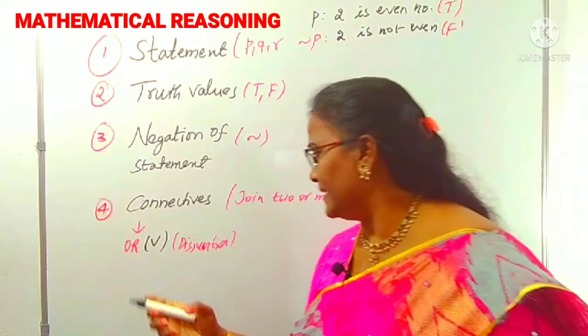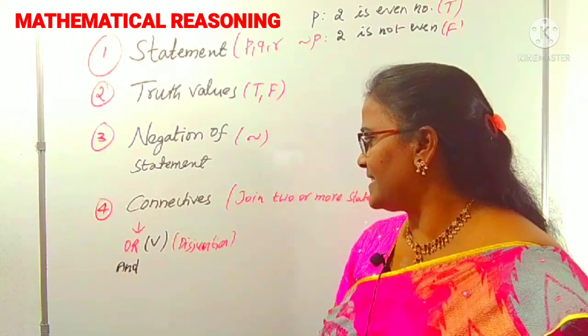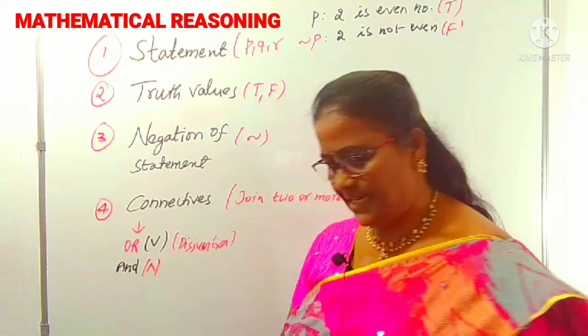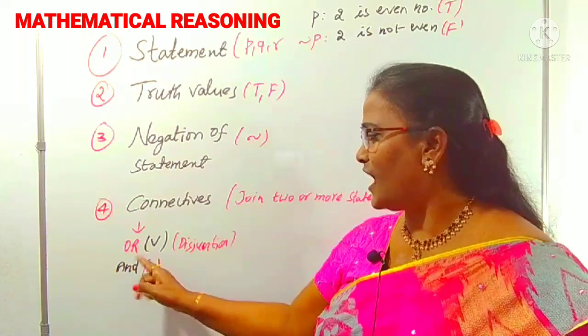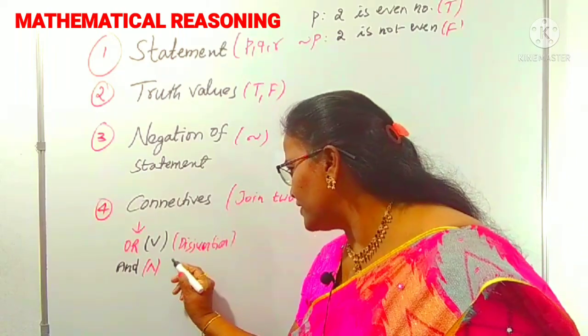Second one is AND. This symbol is just the reverse of V, that is reverse V. This is called a conjunction, joining. AND means for joining, OR means for separation. OR is disjunction. Next, AND is conjunction.